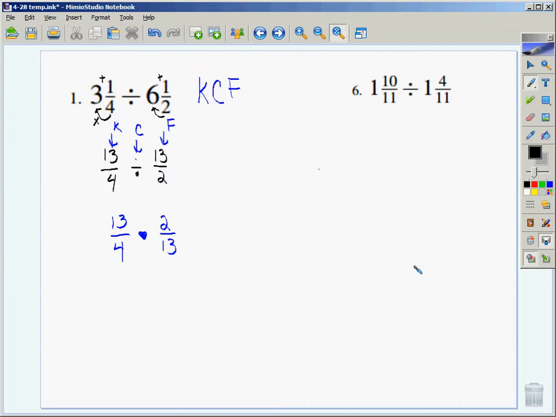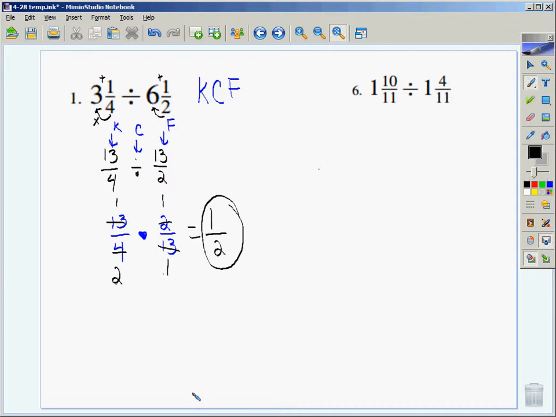What makes this so much easier to work with is we don't have to get a common denominator, and I don't have to work with big numbers, because things will cross cancel. If I can find a greatest common factor between two numbers, I can cancel it out. 13 goes into 13 once, and into this 13 once. 2 goes into 2 once, and 2 goes into 4 twice. And I can multiply. 1 times 1 is 1, and 2 times 1 is 2.